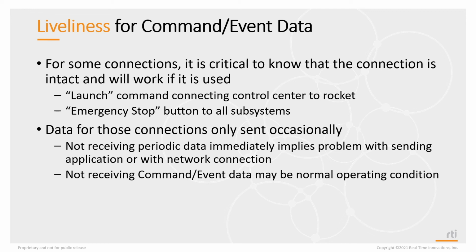When you have these kinds of connections, data is sent occasionally and non-predictably. If you had a periodic connection, then not receiving periodic data immediately implies that there's a problem. But when you're not receiving command or event data, that could just be normal operation. So you're going to need the Liveliness QoS to send metadata packets to test the network and make sure that everything is good.